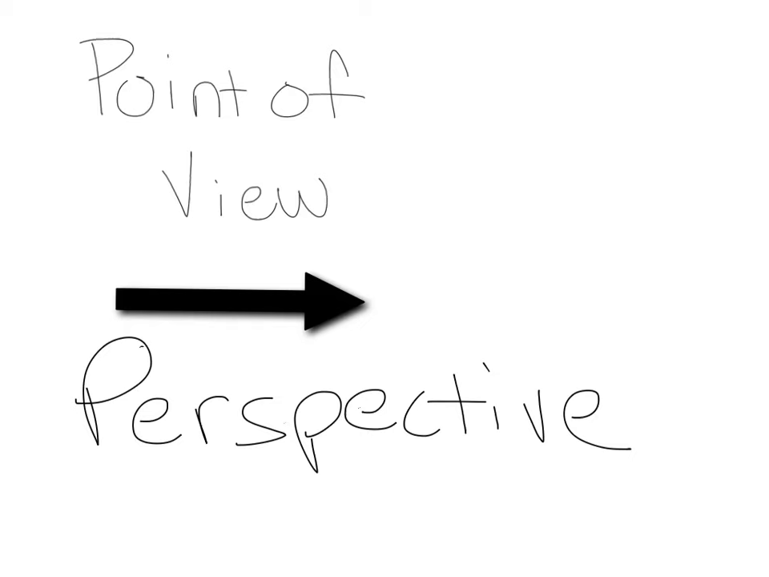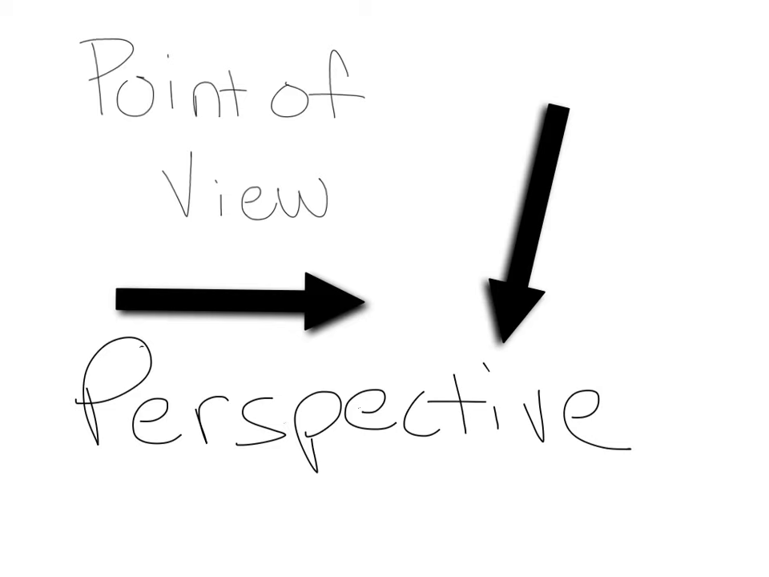So the first term we want to discuss is point of view. Now another word for point of view is the word perspective. Perspective means how you see something. So depending on where I'm standing, for example, in a classroom, I have a different perspective. If I'm standing by the door, I'm going to have a different perspective of what's going on than if I'm sitting at a desk in the corner.